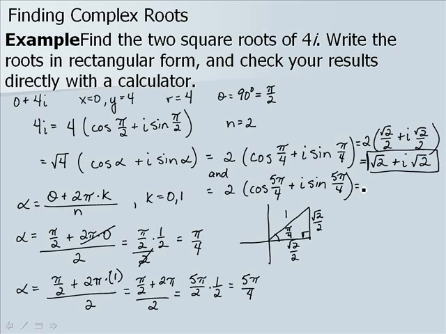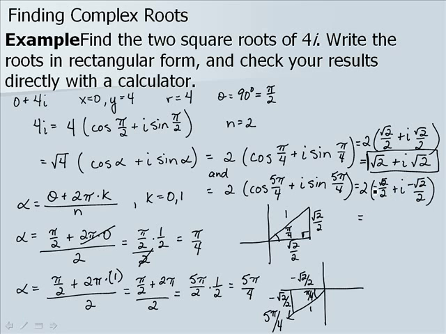Now let's look at 5 pi over 4. 5 pi over 4 is going to be in quadrant 3. And we see that our reference angle here is pi over 4. So we have square root of 2 over 2, square root of 2 over 2, both negative, and 1. So the cosine of 5 pi over 4 is going to be negative square root of 2 over 2, plus i times the sine, which will be negative square root of 2 over 2 as well. When we distribute our 2 here, we'll get negative square root of 2 minus i square root of 2.